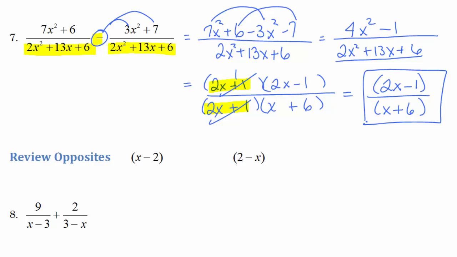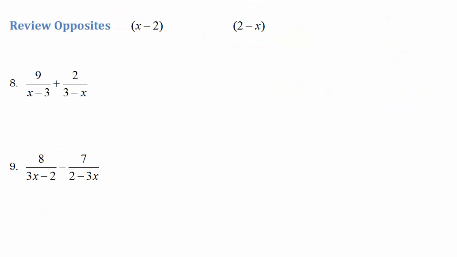So if you have the same denominator, pretty easy. Just got to be careful with those minus signs. We're not going to have exactly the same denominator, but opposites. Remember how these are opposites? If I multiply this times negative 1, I get its opposite. So I'm going to use that fact to make these denominators the same.